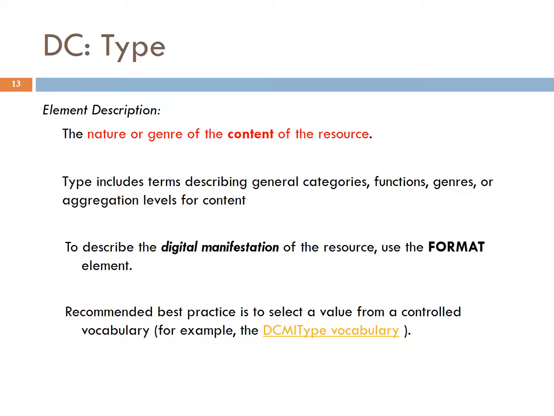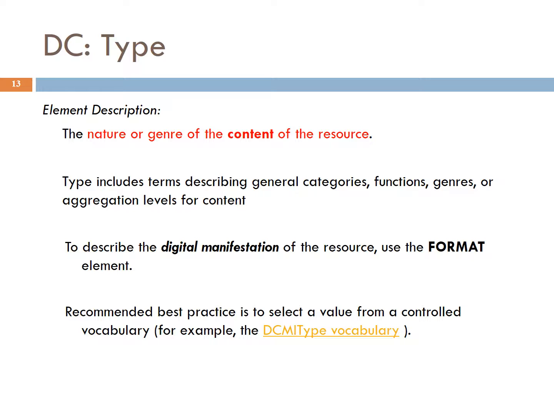The type element is used at a very broad level to provide information about the nature or the genre or the general kind of content of that intellectual resource, of that work. And when I say broad categories, I mean broad like text, moving image, still image. So there aren't a lot of values for this field, and they again are very, very broad.